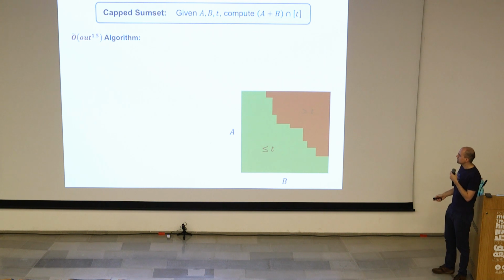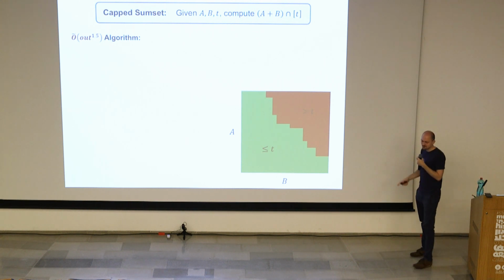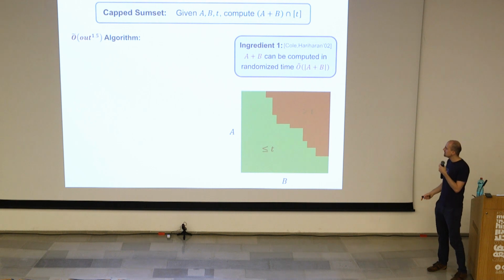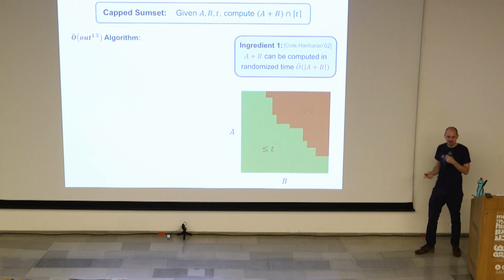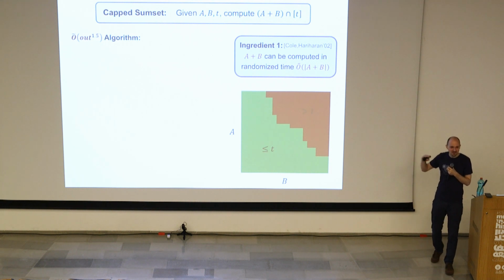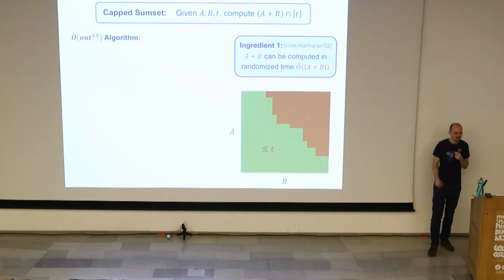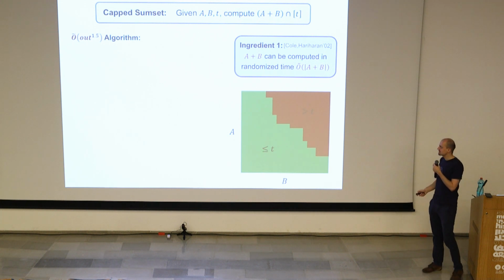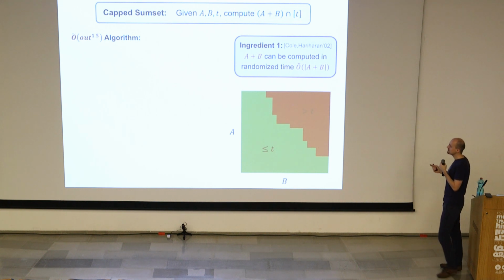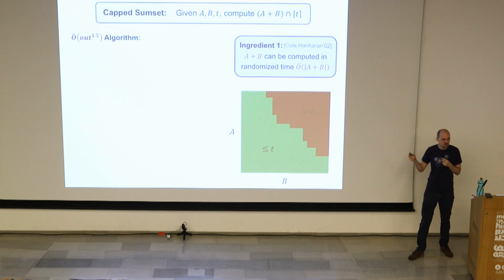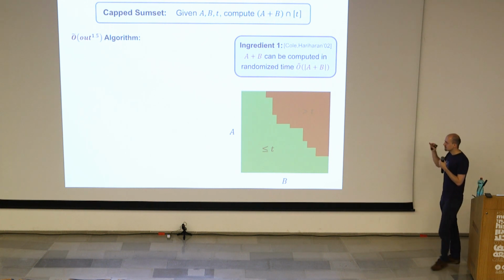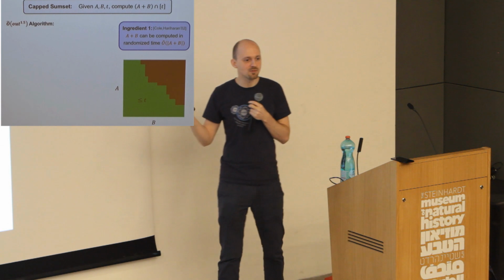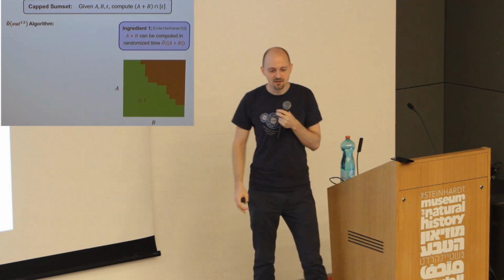Okay, so let's try to improve this algorithm here, and the strong ingredient that I will use is the following: without the capping at T, if you just want to compute sumsets, then you can actually do this in output-sensitive time. That's a classic result by Cole and Hariharan. They did this a bit more generally for convolution, but an implication of their result is that you can compute sumsets in randomized near-linear time in the output size.